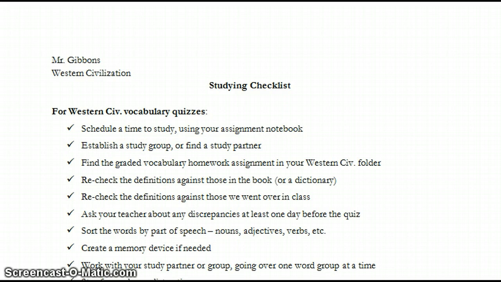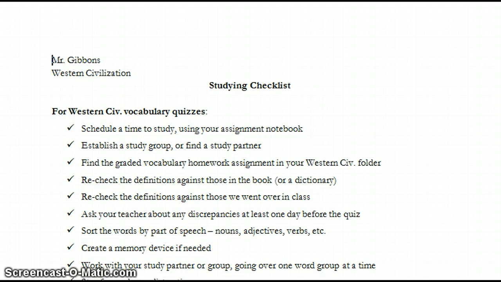The first thing you need to do is to schedule a time to study using your assignment notebook, the one given to you at the beginning of school. Make sure you set aside adequate time for studying. This could be in 20-minute blocks, half-hour blocks, whatever is going to work with your schedule.